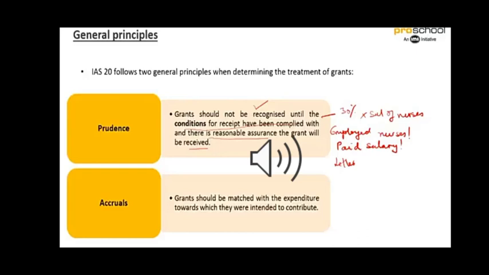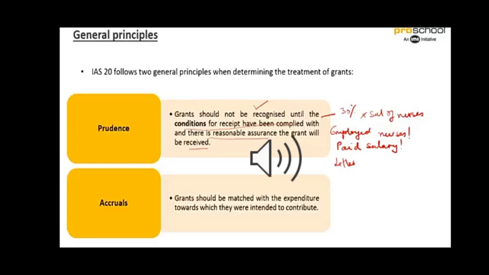Next one, accrual. Grants should be matched with the expenditure towards which they were intended to contribute. So this relates to revenue grant. The expenditure we make should be matched with the grants we receive. For example, we can take the above example itself. So 30% of the salary, if 10 lakhs is the total salary of the nurses, the grant will be 30% of 10 lakhs, that is 3 lakhs.